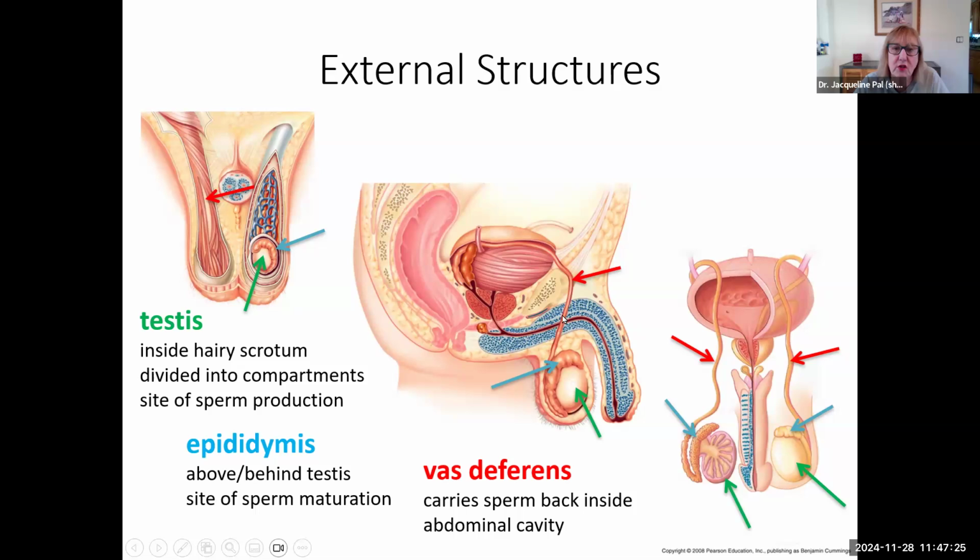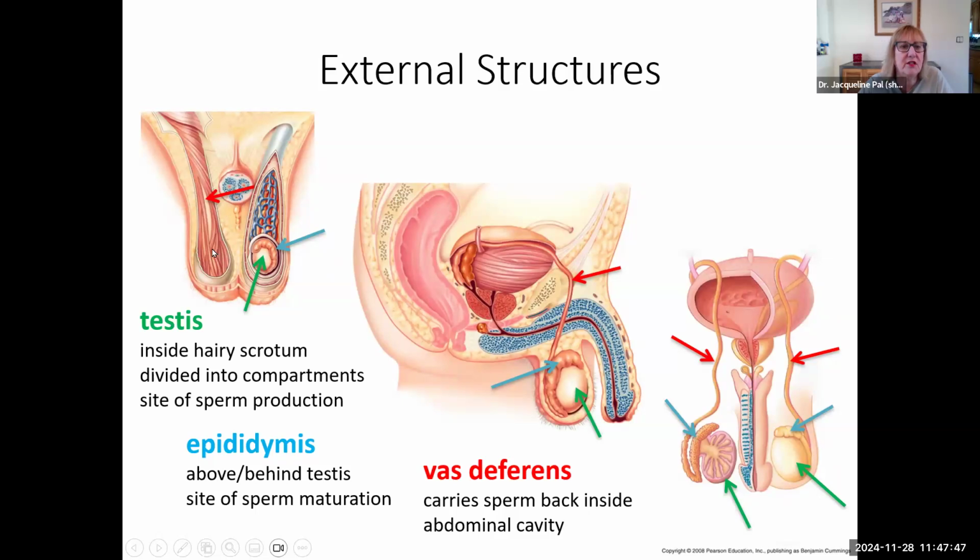So if you look at this middle picture, you see the vas deferens goes through an opening in the pelvis. And then it goes on the side of the bladder, and it's going to go to the backside of the urinary bladder.